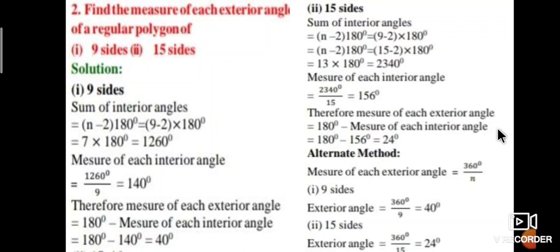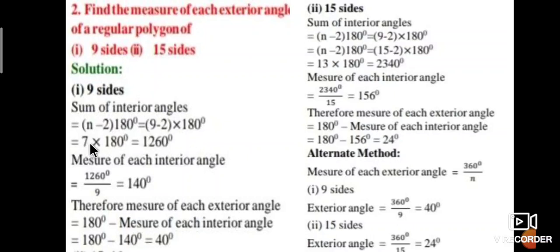Find the measure of each exterior angle of a regular polygon. Okay, first one is 9 sides, second one is 15 sides. Therefore, for the first one with 9 sides, the sum of the interior angles, the formula is (n minus 2) into 180 degrees. The number of sides n is given, n is equal to 9. Therefore, substitute 9 in place of n. So, (9 minus 2) into 180 degrees.